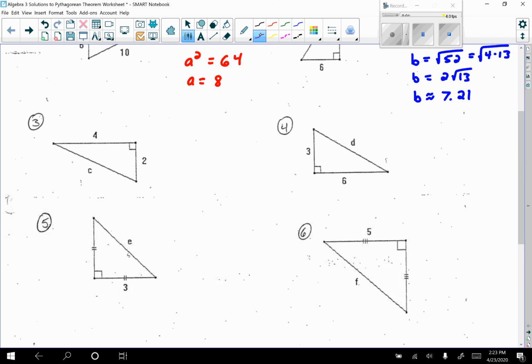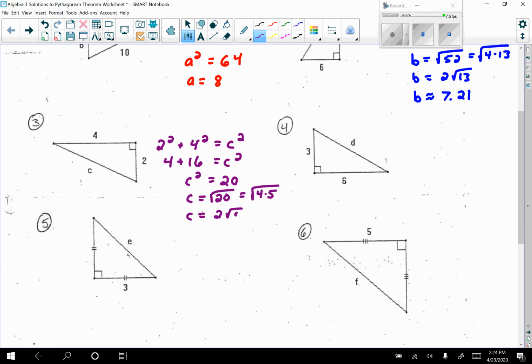All right, for number 3, our two legs are 4 and 2, so we could say 2 squared plus 4 squared equals the hypotenuse squared, which is c squared. So we're going to get 4 plus 16 equals c squared, so c squared is going to equal 20. c is equal to radical 20, that we know we can simplify into 4 times 5. So the exact value is 2 radical 5. The approximation here is 4.47.